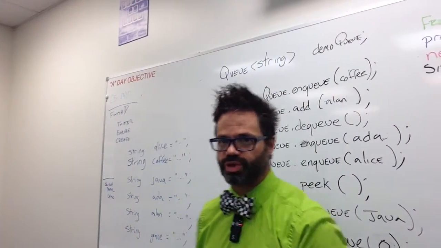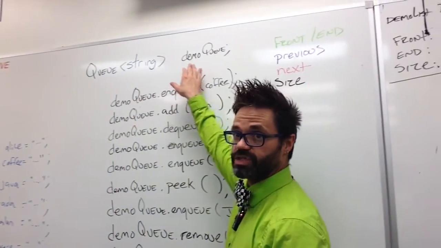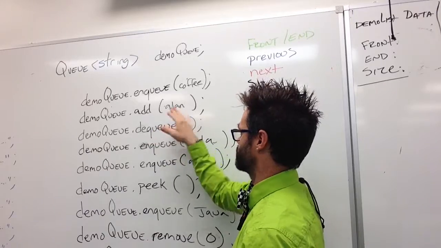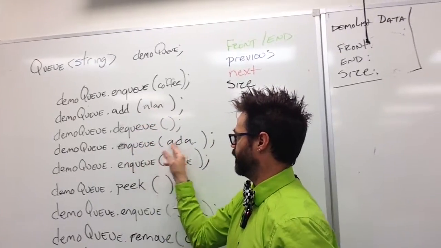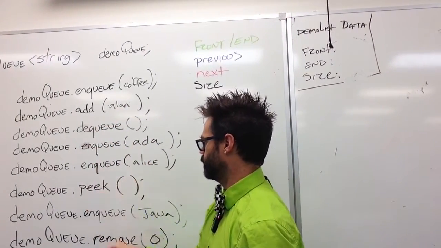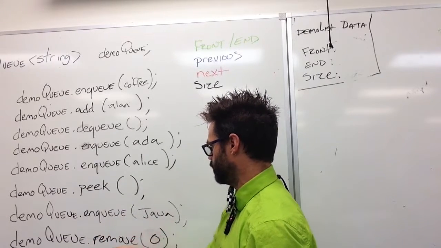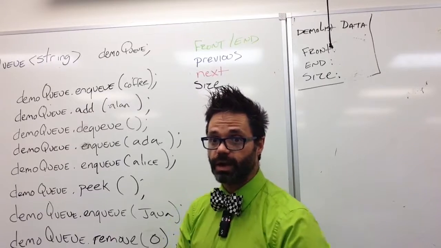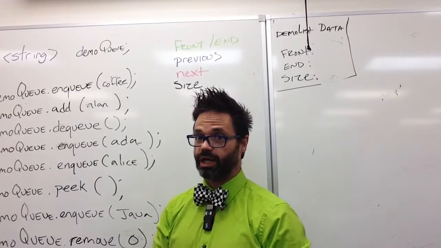And we have a couple statements we're going to evaluate. Obviously this declares and initializes our data structure right here. We call enqueue passing in Coffee, add passing in Alan. We call dequeue, enqueue Ada, enqueue Alice, peek. We enqueue and pass it Java. We call remove 0, and then we call add passing it Grace. So we're going to pass a couple different structures for this, and we'll see what would actually happen.